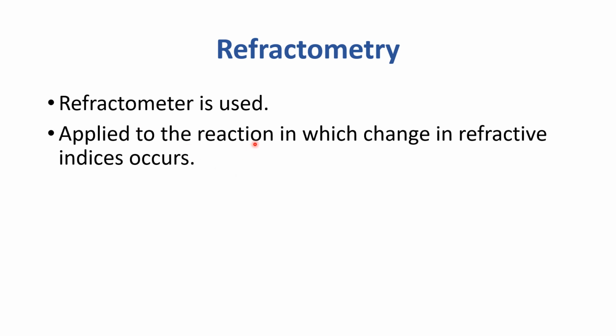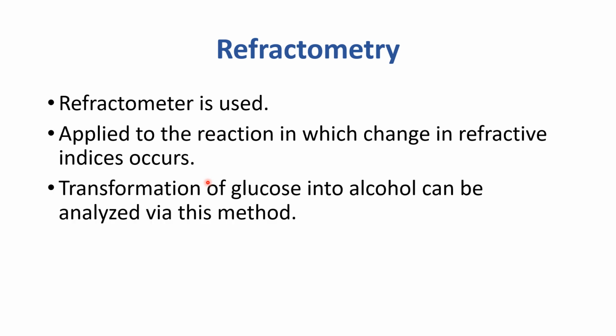Next is refractometry method. In this we use a refractometer, applied to the reaction in which change in refractive indices occurs. वो solutions जिनमें से light गुजरती है तो उसका refractive index change हो जाता है. उन solutions के लिए हम refractometry method use करते हैं. Transformation of glucose into alcohol can be analyzed by this method.